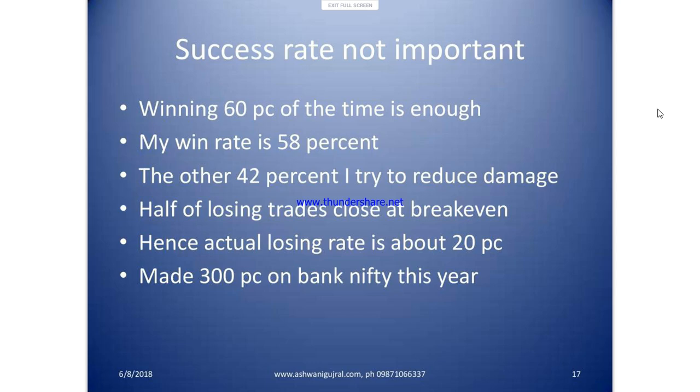Success rate is not important, because winning 60% of the time is enough. Even 50% is enough. Half of the losing trades can sometimes be made back, because when a market is not giving you follow through in one direction, sometimes it gives great follow through in the other direction. So you can halve your losers by trying to reduce losses on the other side.